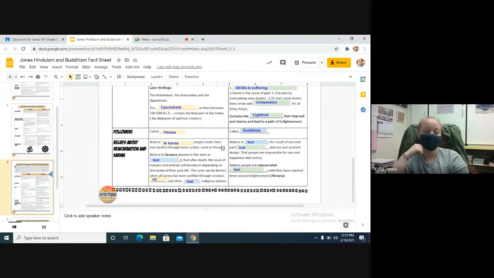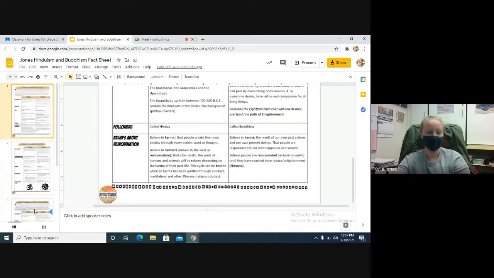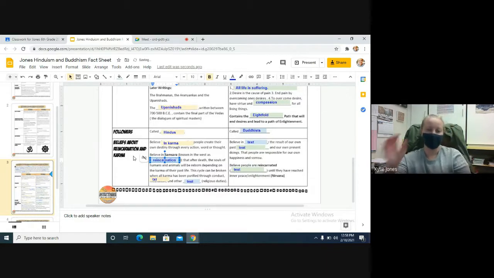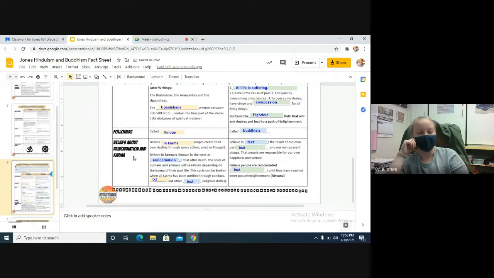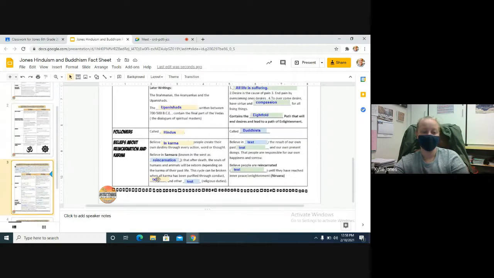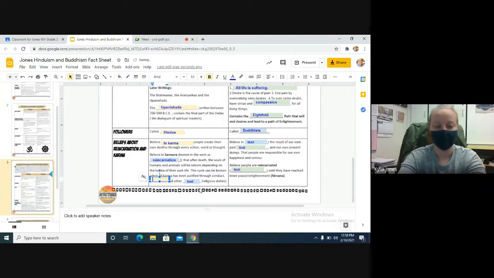Our next one, they believe in samsara, known in the West as blank. What goes in that box? Reincarnation. So reincarnation is that after death, the souls of humans and animals will be reborn depending on the karma of their past life. This cycle can be broken when all karma has been purified through conduct, blank, and other blank. Two blanks there. What are those last two? Meditation goes right here.